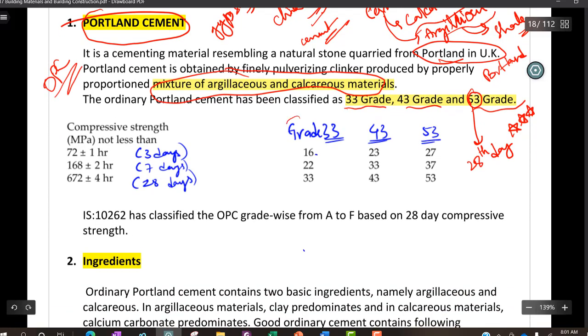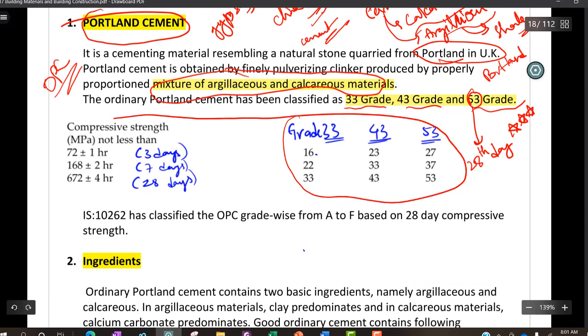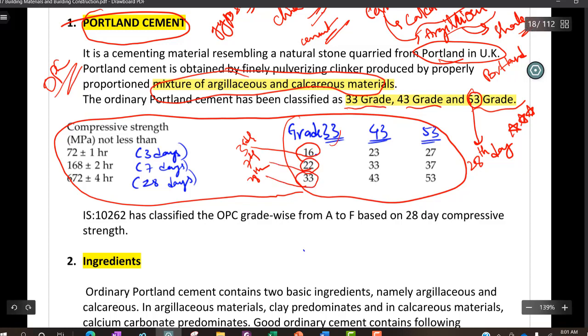But this table is very important. You should remember what should be the strength at the end of 3rd day, 7th day and 28th day. Very important. For third day, what is the strength? 16 MPa. 7th day 22 MPa, and 28th day obviously it is a grade 33, so 33 MPa. Coming to 43, obviously what will be the strength at the end of 28th day? That will be 43. For remaining it is 23 and 33.